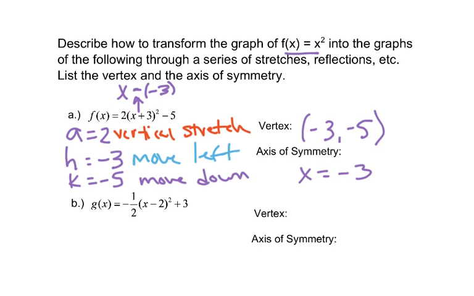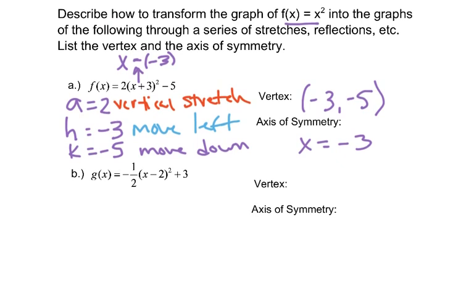Alright, this next one, again, is broken down into these pieces. So our a value is negative 1/2, which means 2 things will happen. We've got the half, so we're going to do a vertical compression, and then the negative, it's going to flip over the x-axis. So I'll write that. Vertical compression. Oops.